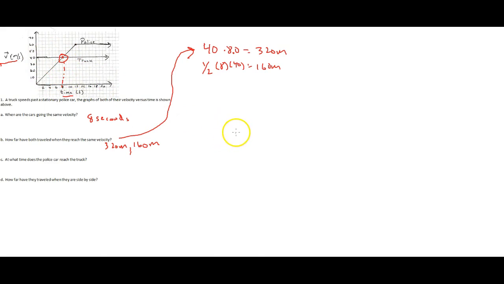Okay. Next question is, at what time did the police car reach the truck? Now, initially, there's kind of an instinct of, well, the police car reaches the truck right here. But it's only gone 160 meters, and the truck's gone 320 meters, so it's 160 meters behind. So they have not yet caught the truck. So the question is, how are you going to figure that out?